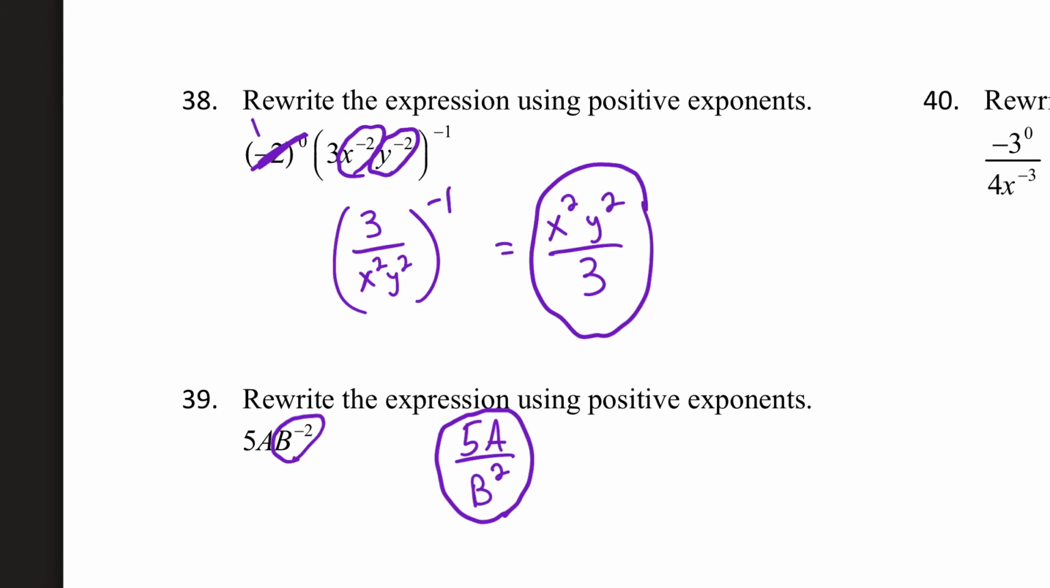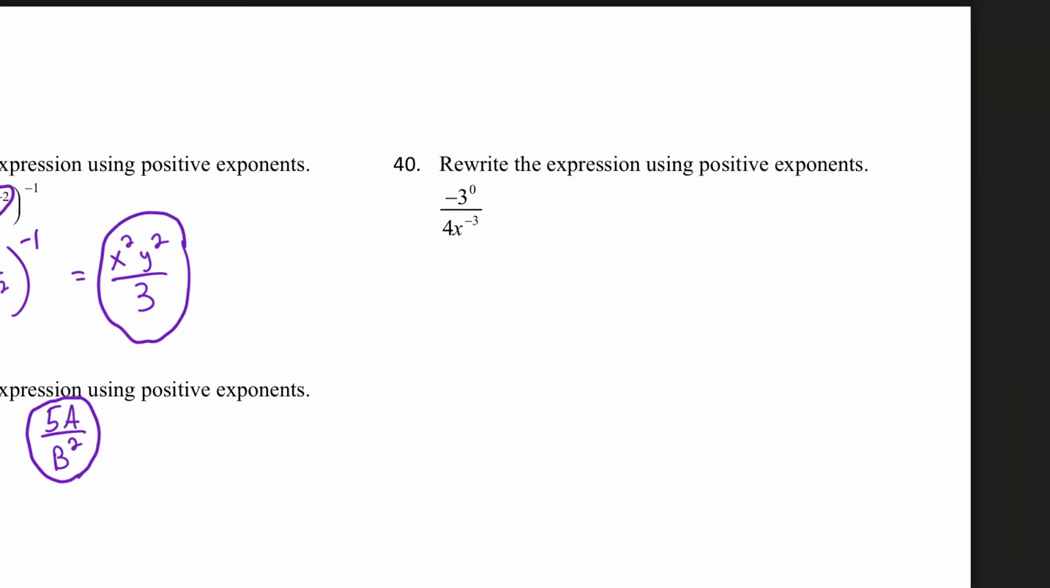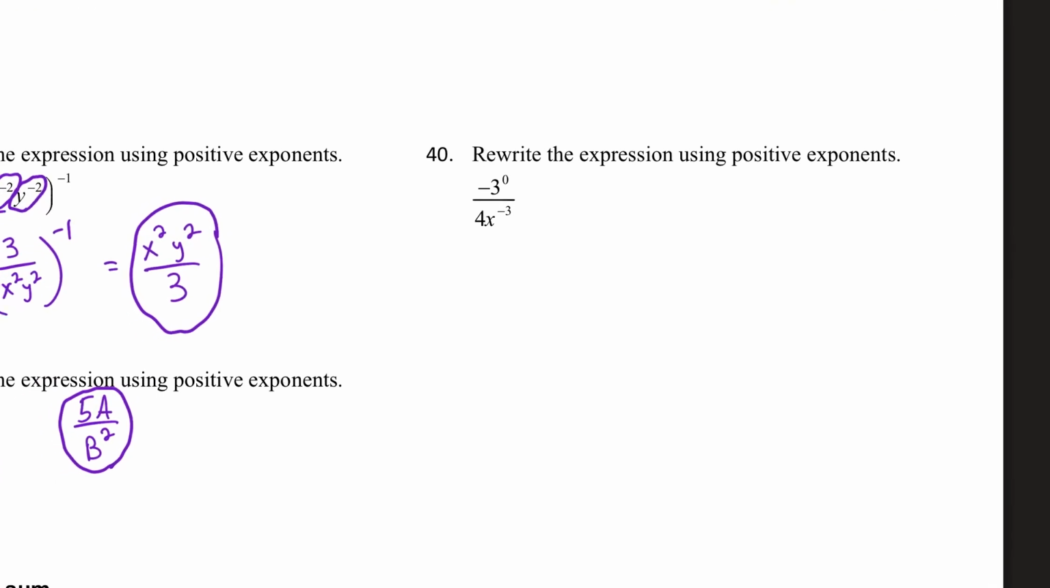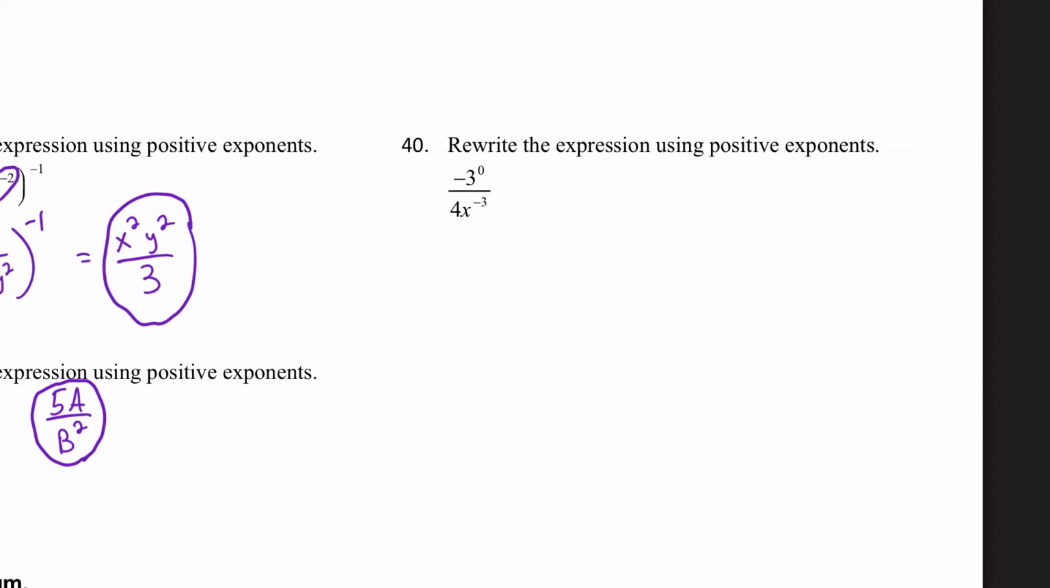And let's move over. Whoa. Rewrite the expression using positive exponents. Oh, look, we have a 0 exponent though. I love 0 exponents. So the negative 3 to the 0 power, that just becomes 1.